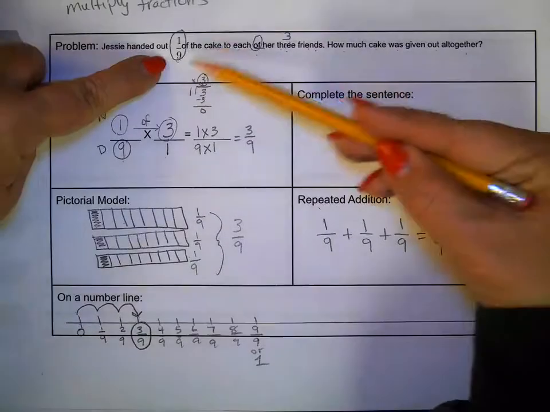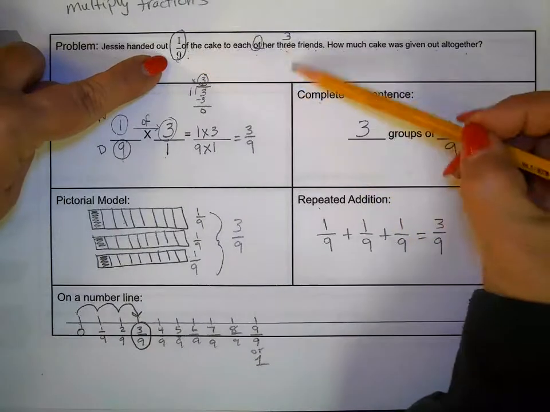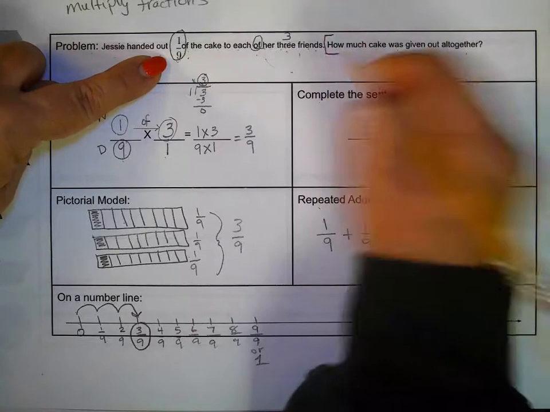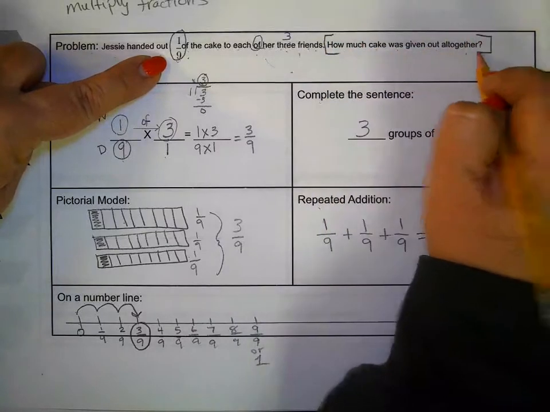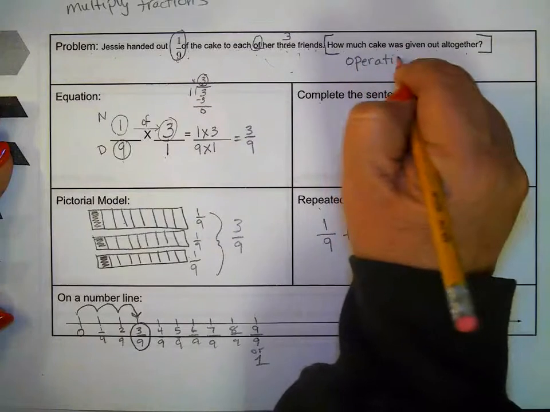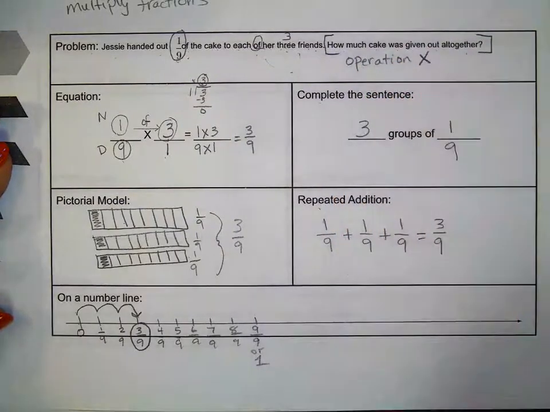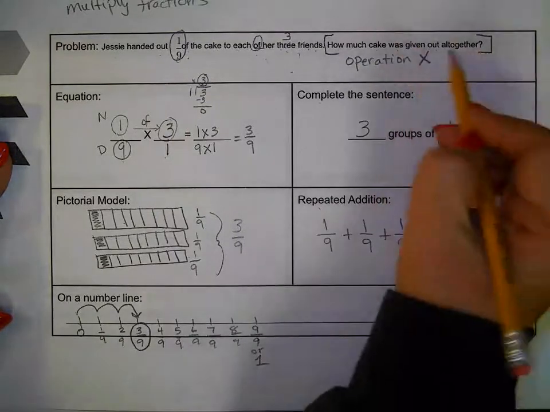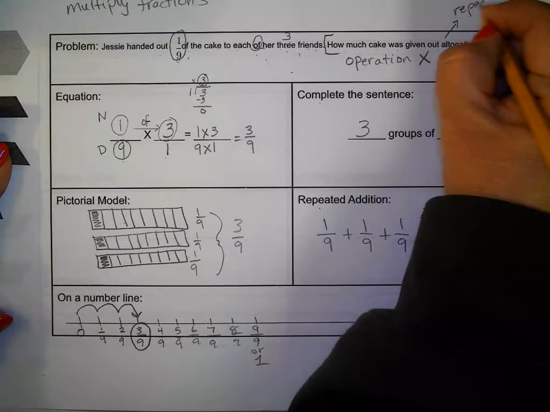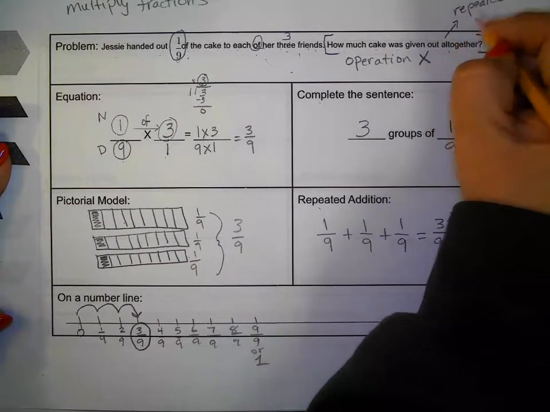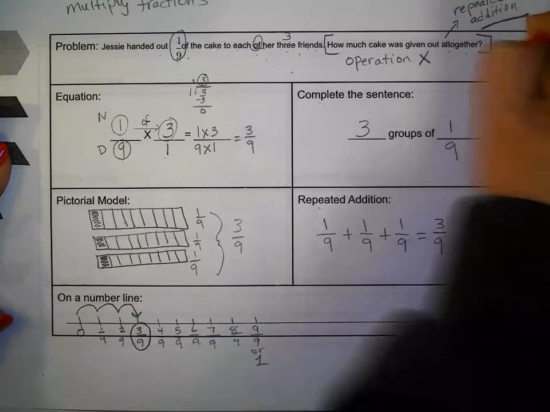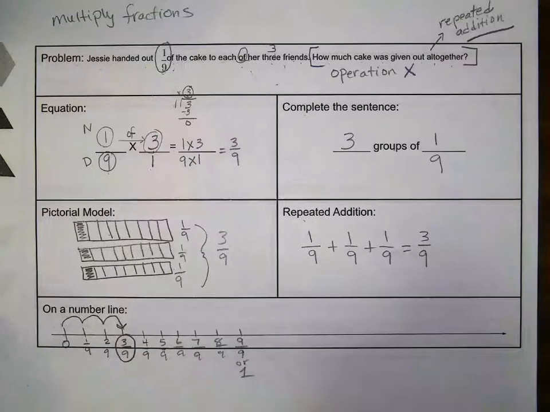I need to see this right here that you circled, the of meaning multiplication of the three groups. I need you to bracket your question, how much cake was given all together, and then the operation is multiplication. We know that it's going to be multiplication because the all together would be that repeated addition, right? And we said that multiplication is the shortcut to repeated addition. All right, and so that's what you have for the first one.